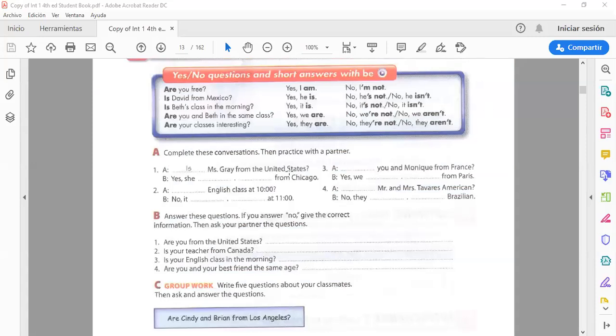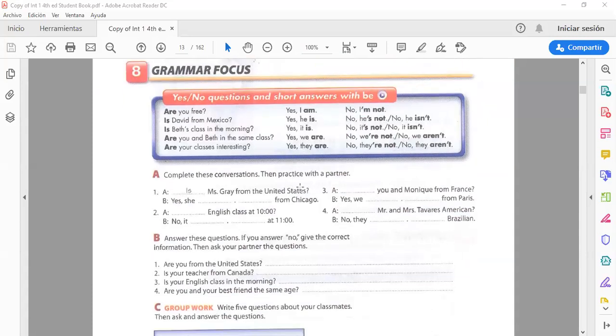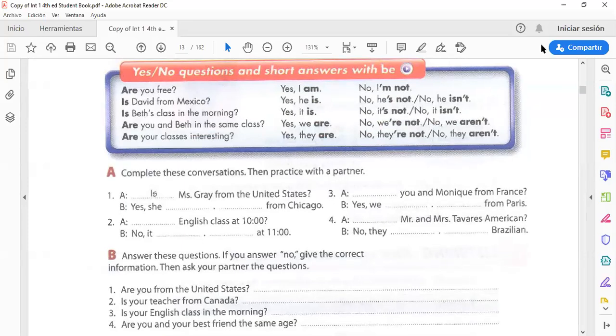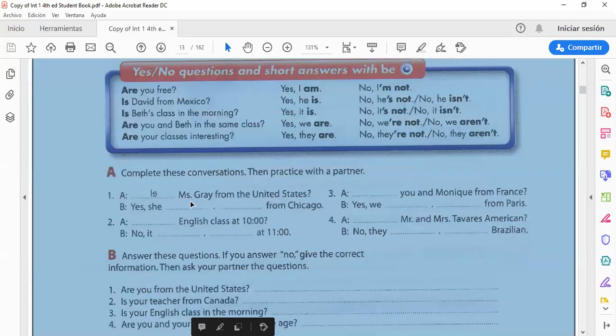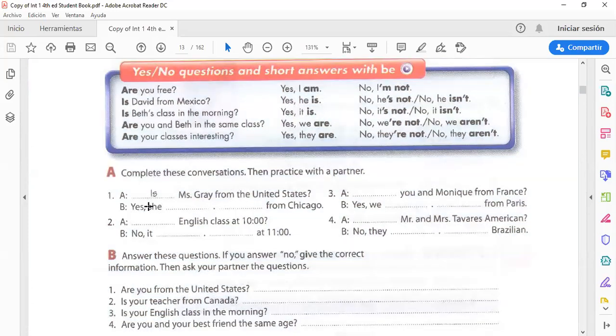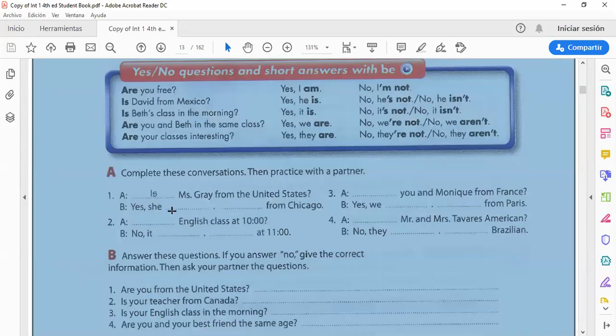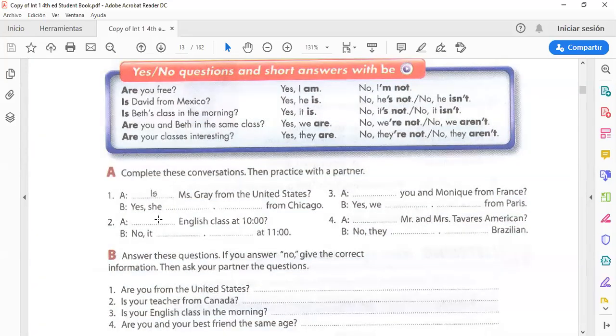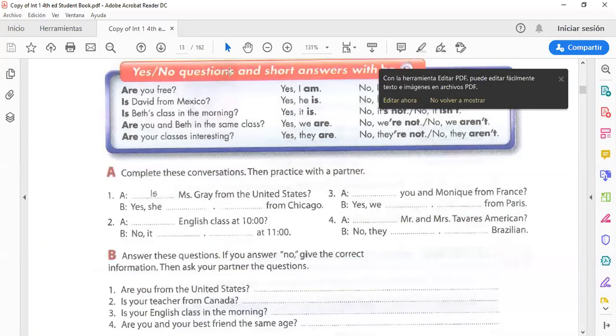It says, complete, my God. Okay, there you go. Complete these conversations, then practice with a partner. The example, is Miss Gray from the United States? No. She, what is the answer? Yes, she is. Very good. Let me write it here.